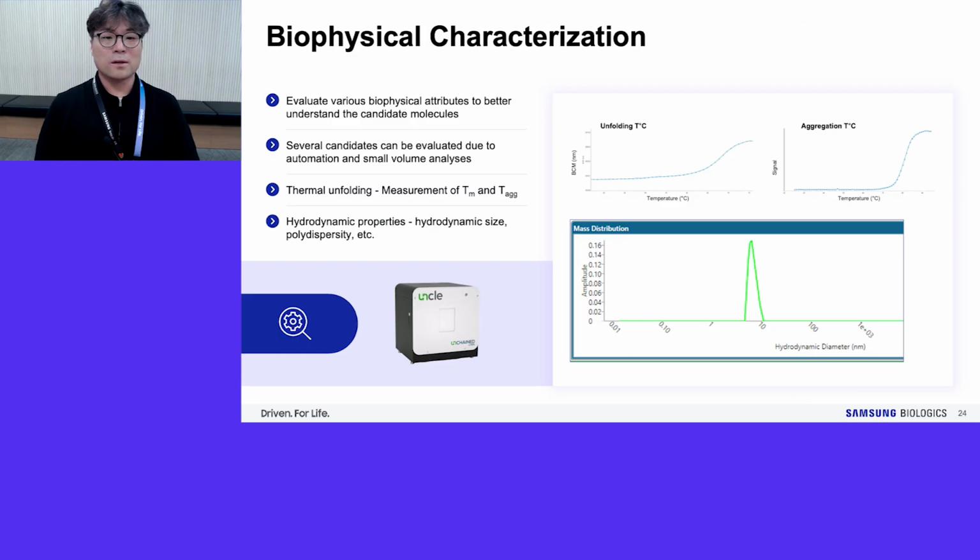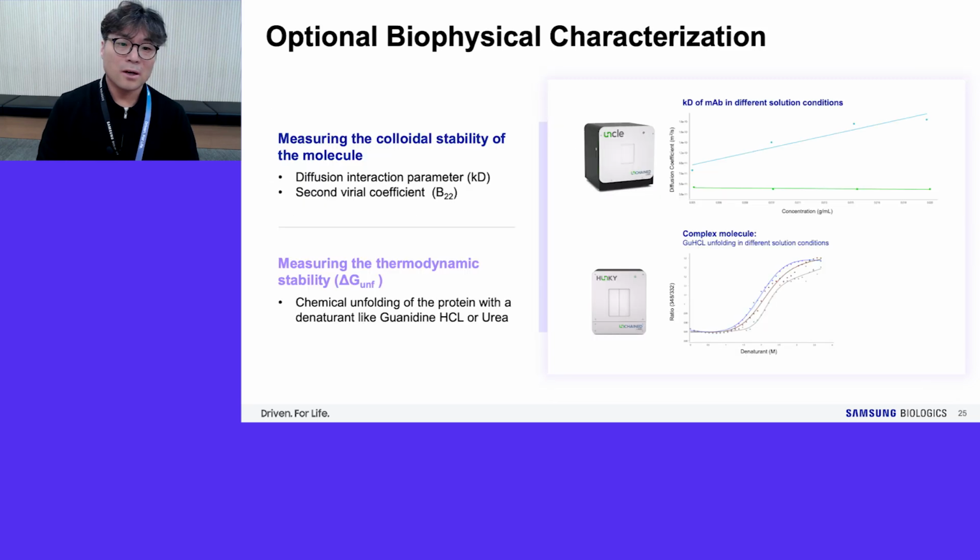As I mentioned, we confirm T-onset, Tm, and aggregation using the DSF SLS system. We can compare those data for each candidate to know the thermal stability characteristics. And we also perform DLS analysis to confirm the polydispersity and hydrodynamic size for the target molecule. We also can perform B22 and KD measurement to confirm the virial coefficient and diffusion interaction parameter. And also, we can perform delta G measurement to confirm the chemical stability.